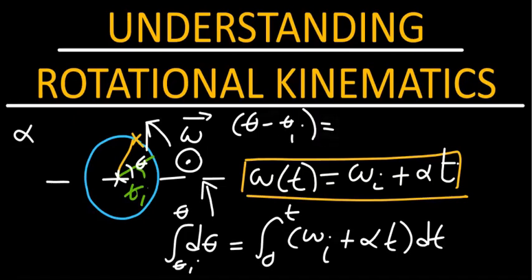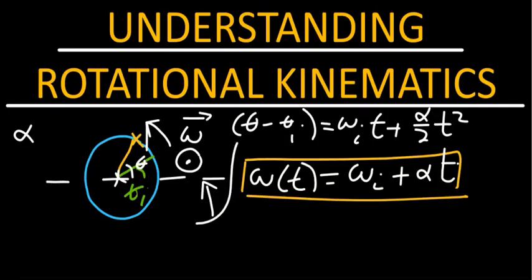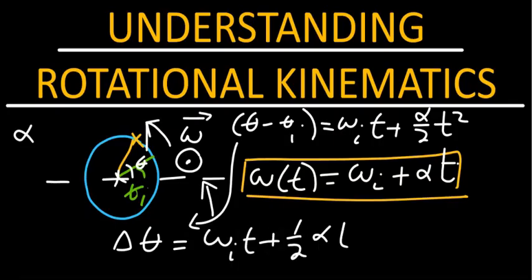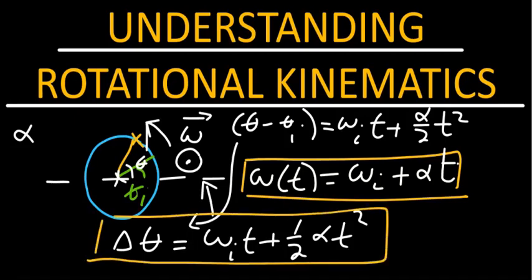The right hand side, omega I, is a constant, can be taken out of that time integral, and that will give you omega I t plus alpha over 2 t squared. So there we have it, the second equation of rotational kinematics. The theta minus theta I is the angular displacement measured in the units of radians, equals omega I t plus half alpha t squared. This is the second equation of rotational kinematics.